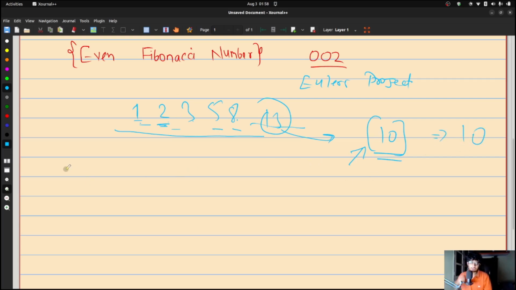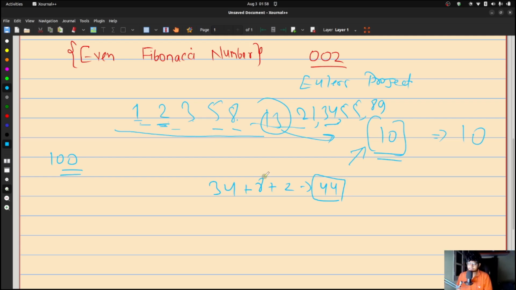Now let's say one more input in our example test case is 100. If you see, after 13 we are going to have 21, and then 34, and then 55 and 89. And the even numbers are 34, 8 and 2. So we are going to have 44. So this is what the question wants from us.